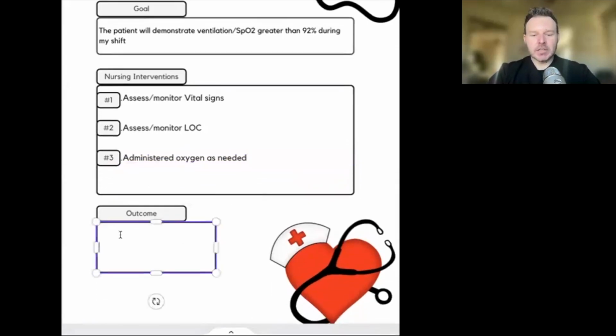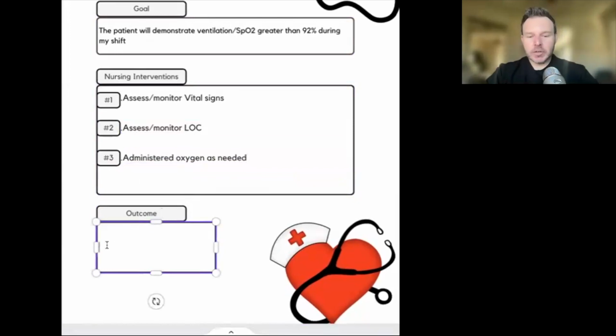So now let's go down here and talk about our outcome. So here we just want to state, is that patient goal being met, unmet, or in progress? Well, remember our goal was, will the patient demonstrate ventilation, SpO2 greater than 92% during my shift?